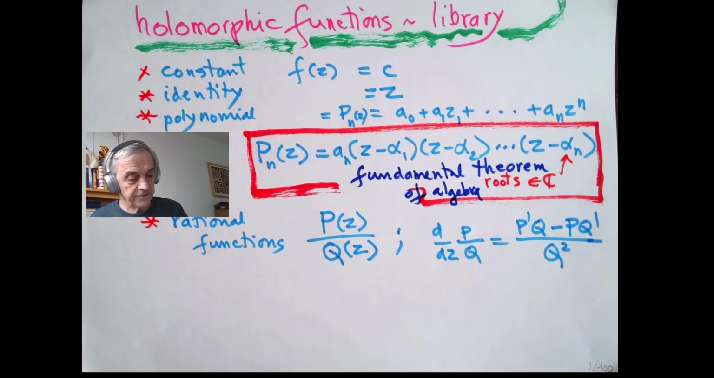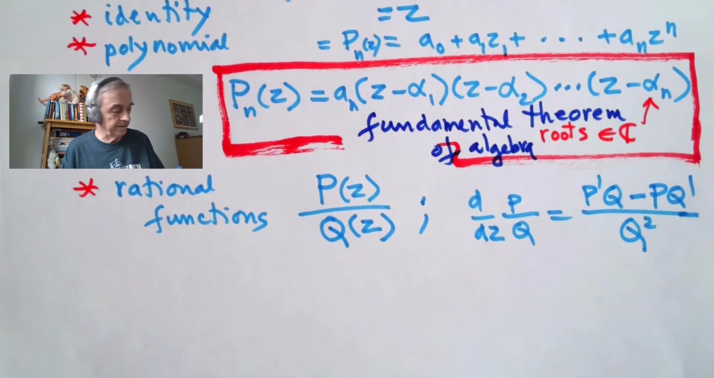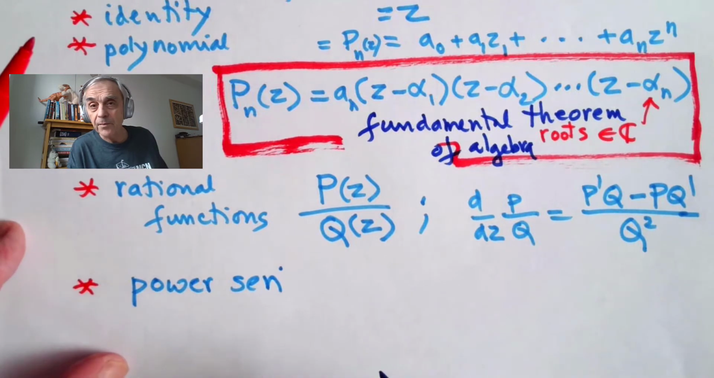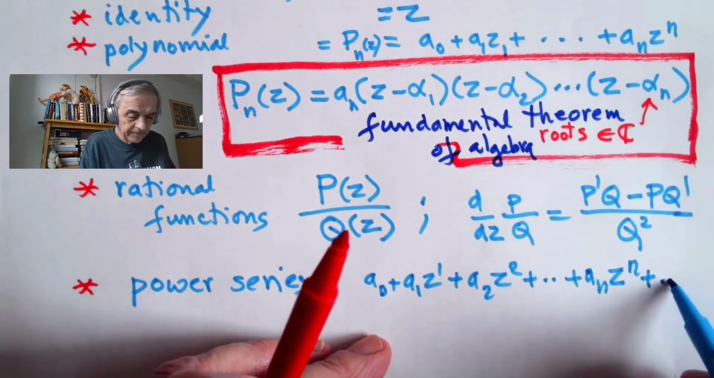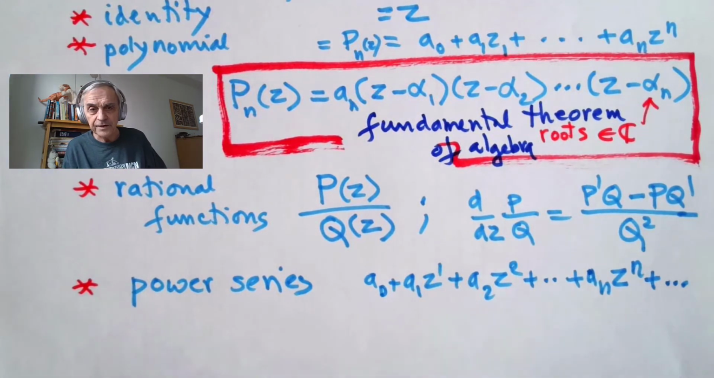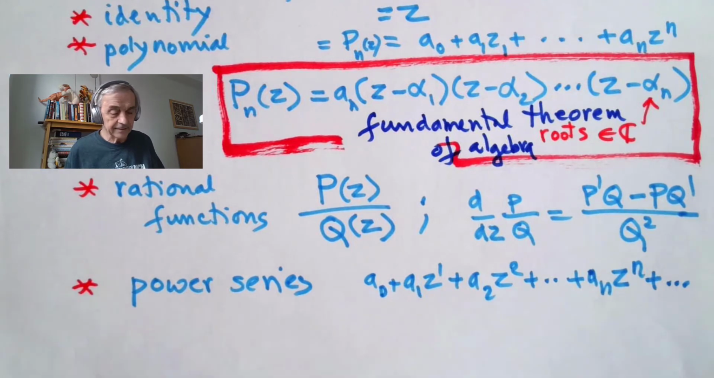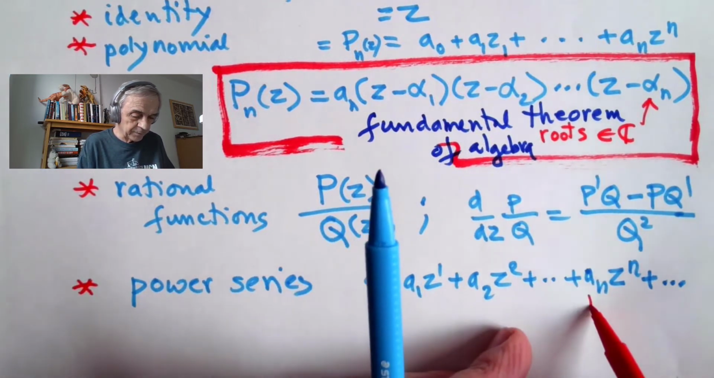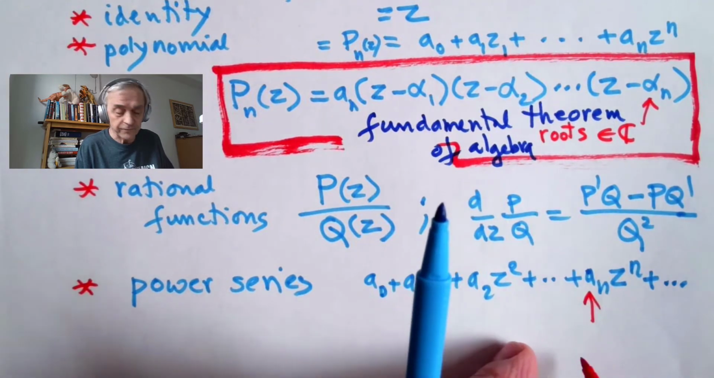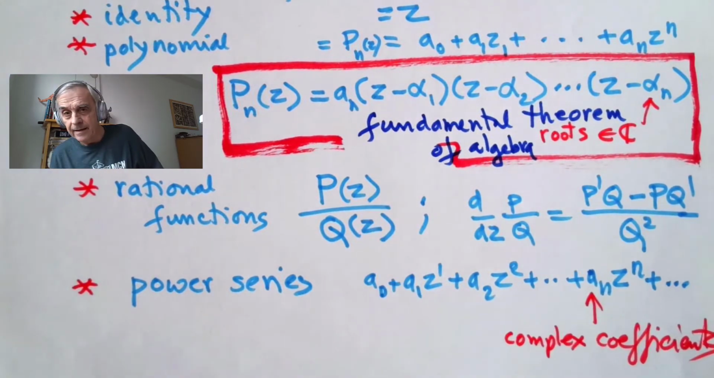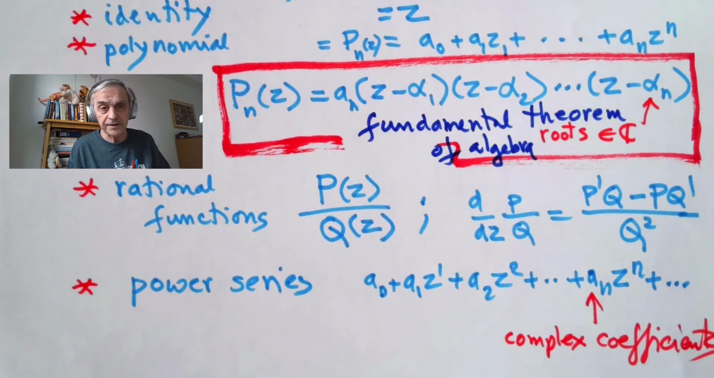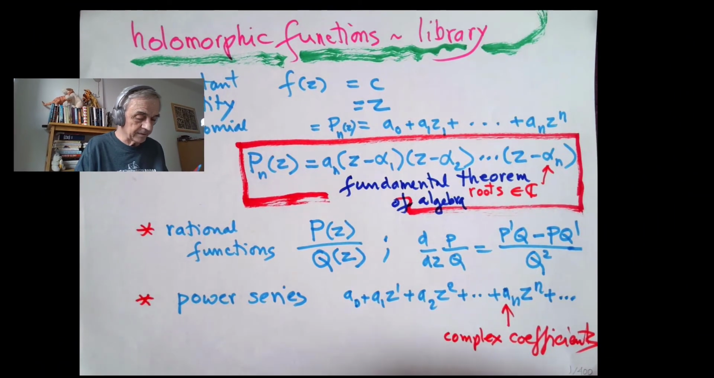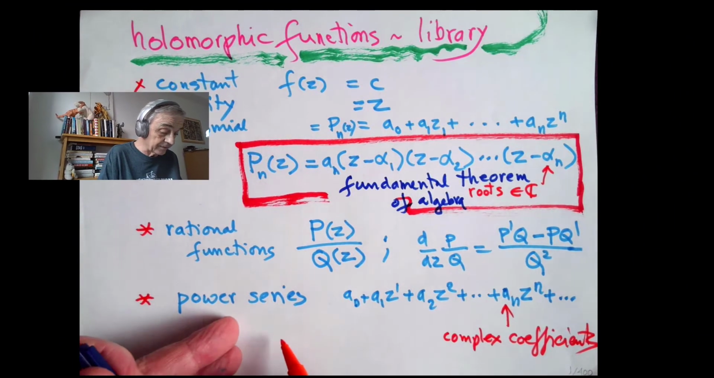Now, next one is a little more delicate. Power series. And power series, unlike polynomial, doesn't stop. Now, these are complex coefficients. And when we deal with power series, we have to make sure that they are convergent.